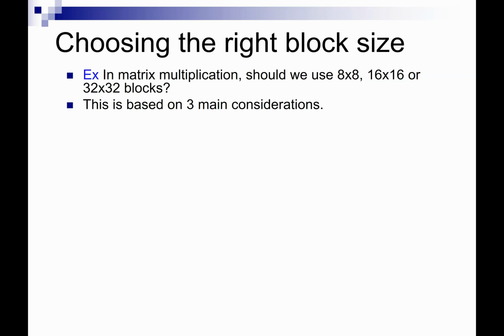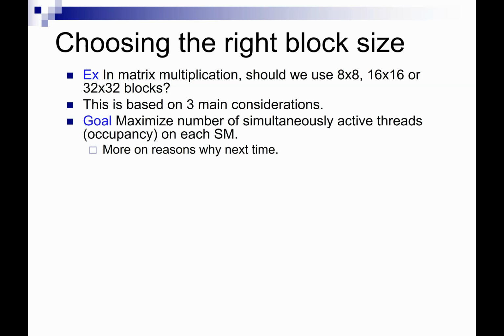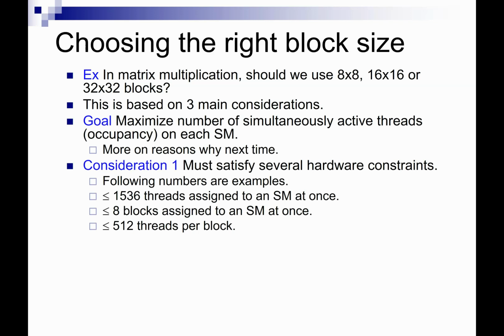Now there are some considerations in choosing. So there is a right way to choose a block size, and it's based on these considerations. Our goal for all these considerations is to maximize the number of threads that we can put onto an SM at each time point, and this is called occupancy. I'll talk more about why you want to maximize occupancy in the next lecture, but that's our basic goal. So how do you maximize occupancy? Well, you want to put as many threads as possible, but subject to a few constraints.